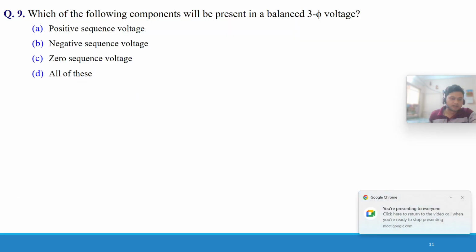I expect you all are able to give the answer for this question. Which of the following components will be present in balanced three-phase voltage? Positive, negative, zero, or all of these? Which sequence voltage will be present in balanced three-phase voltage? It is a very simple problem.